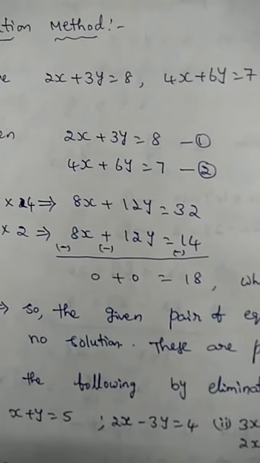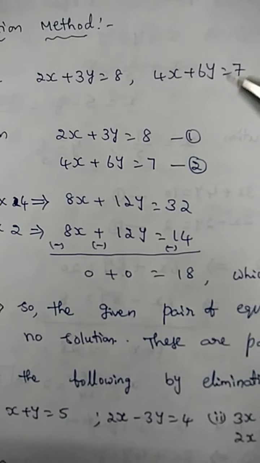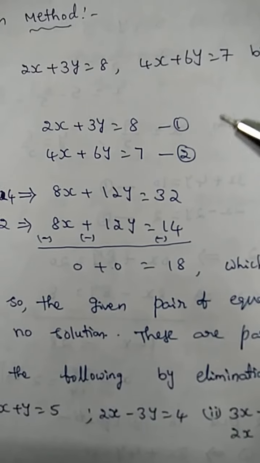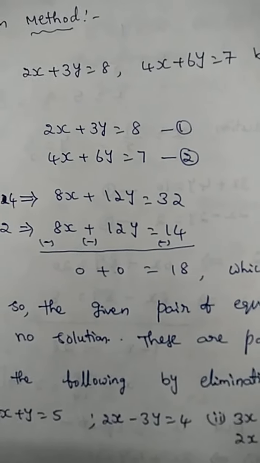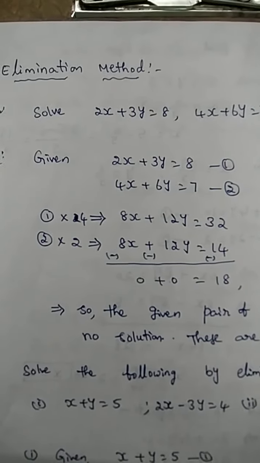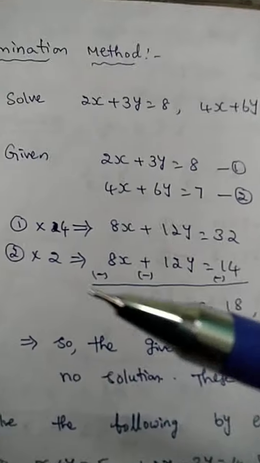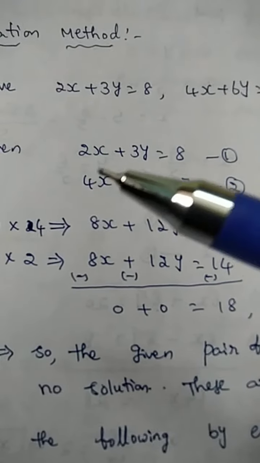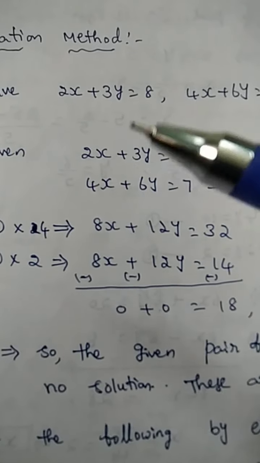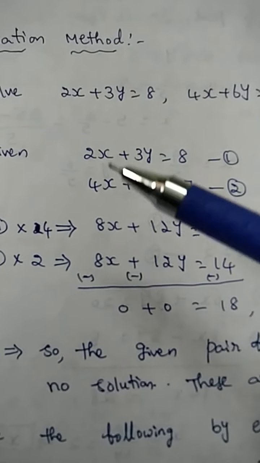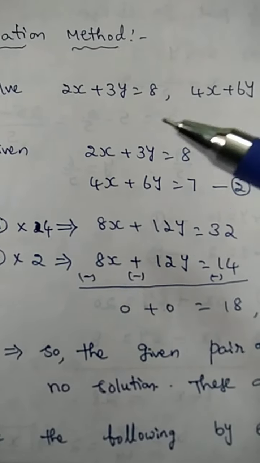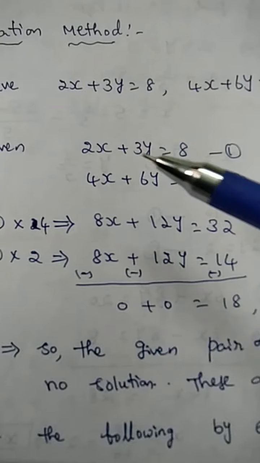Generally in the substitution method, by taking the first or second equation, you find the value of either the x or y variable, and that value is substituted in the other equation. But in the elimination method, we observe the coefficients of the variables. First of all, we look for similar coefficients in both equations. The x coefficients are 2 and 4, and the y coefficients are 3 and 6.